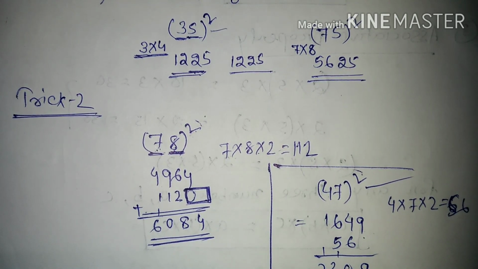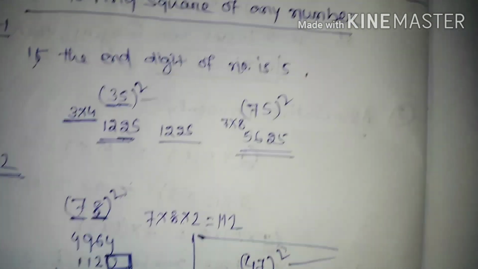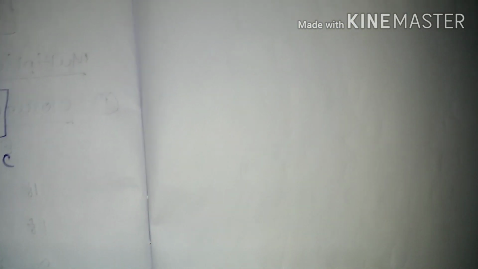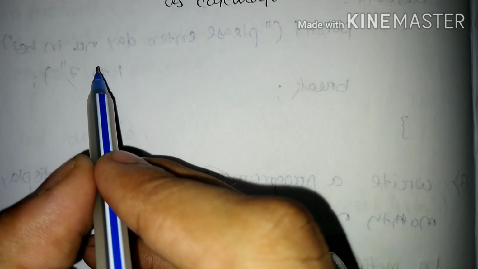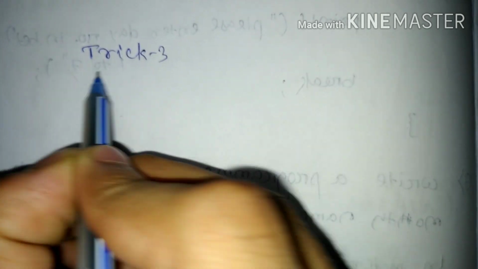Okay, this is the very simple trick. And now come to the next trick, that is trick number 3. And this is my favorite trick. I always use this. Now I will say the trick 3. That is, I'll write trick 3.